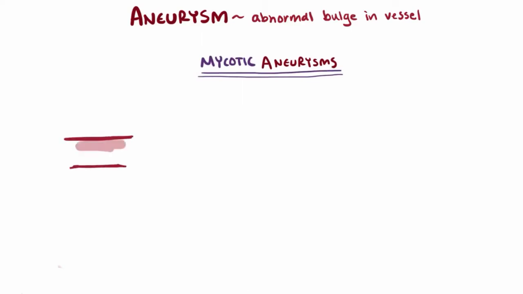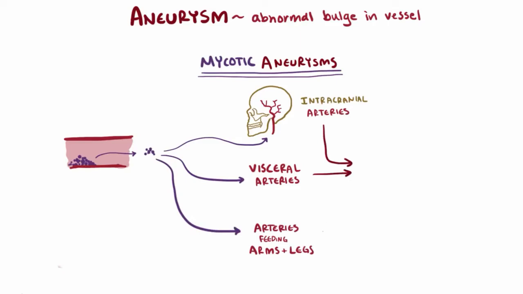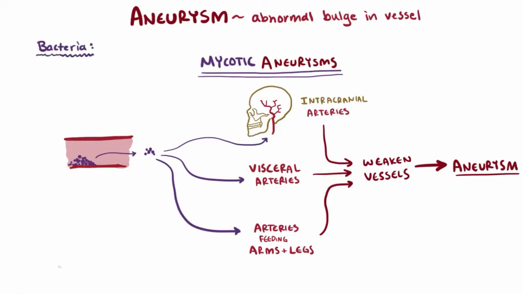The bacteria from an infection somewhere else in the body can break off from the main infection and travel around in the blood. Usually these embolic bacteria will get stuck in the intracranial arteries, visceral arteries, or the arteries feeding the arms and legs. There, the bacteria enter and weaken the blood vessel walls, leading to, you guessed it, an aneurysm. Some of the bacteria that commonly cause mycotic aneurysms are, and these can be tricky to pronounce, so bear with me, Bacteroides fragilis, Pseudomonas aeruginosa, and anything in the Salmonella species. You'll also see mycotic aneurysms are a complication of infective endocarditis.